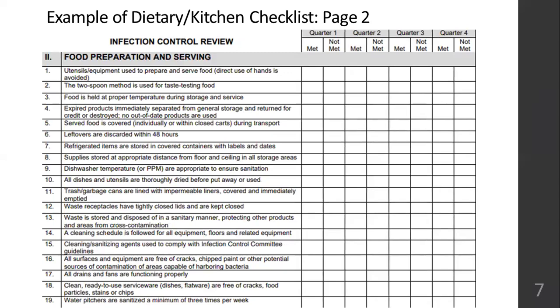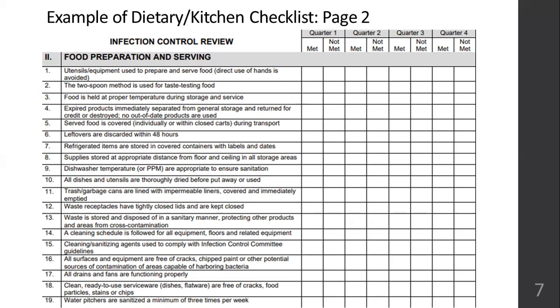Then about food preparation and serving, direct use of hands to touch the food, utensils or equipment should be avoided. Two-spoon method of taste testing is used, which means you scoop the food with one spoon, place it on another spoon and taste it. That is the two-spoon method.